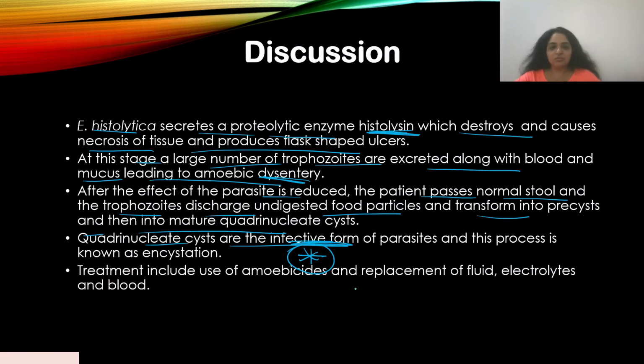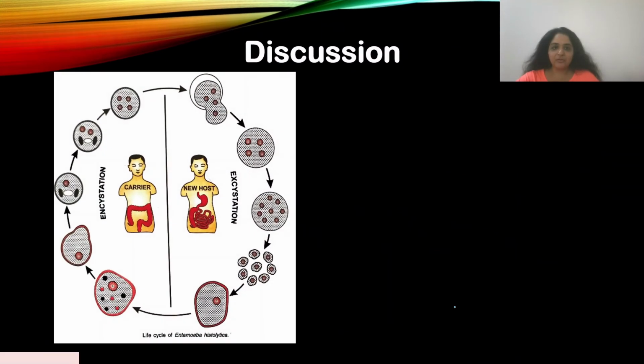The treatment includes use of amebicides and replacement of fluid, electrolytes and blood. So yeah, this is the life cycle of Entamoeba histolytica. You see the excystation part here, where the cyst wall has ruptured, and here is the formation of the quadrinucleate cyst. So the cycle keeps repeating itself over and over again.